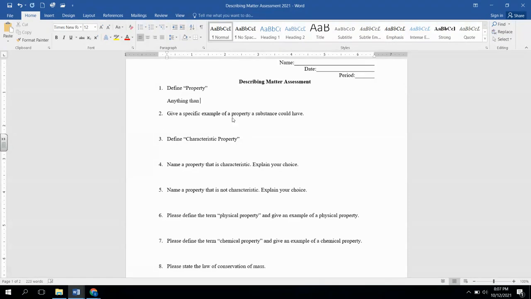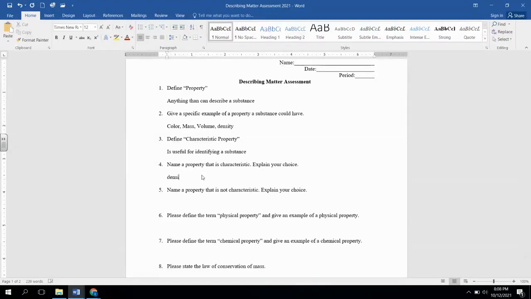Property is anything that can describe a substance, and I can obviously talk a lot faster than I can type. So a specific example of a property a substance could have would be color. I only asked for one, but there's mass, volume, density, lots of things really. A characteristic property is useful for identifying a substance. So there you go. Anything that helps identify a substance is a characteristic property. And this should be in your journal.